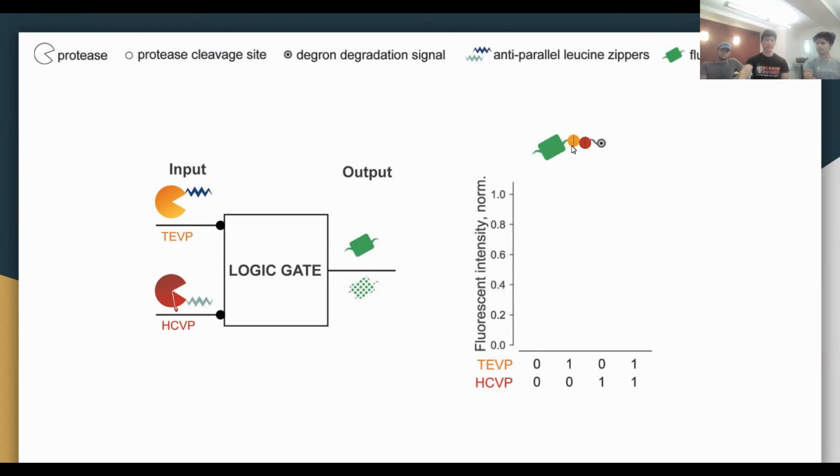For example, the yellow circle is where the yellow Pac-Man chops. The red circle is where the red Pac-Man chops. The circle with a dot inside of it is called a degron. That's an amino acid sequence that essentially tells the cell to degrade the protein. Essentially just chop it up, get rid of it. These zigzags are essentially just things that help proteins adhere to each other. Honestly, not too important, but it's good for optimization in the paper.